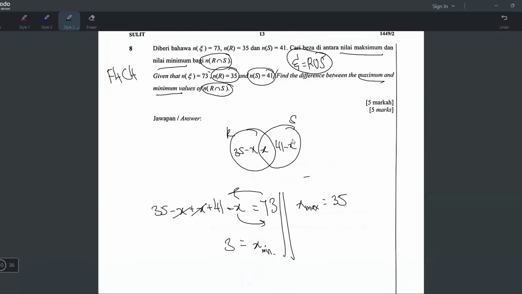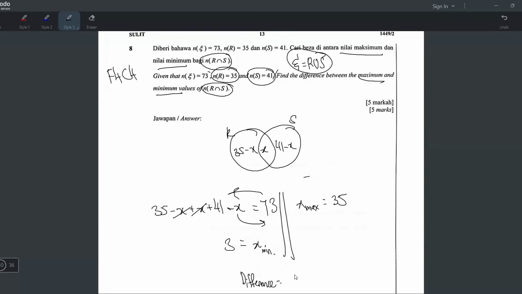But sir, why not write 41? If you write 41, then here will be negative. You have to make sure all these values must be positive. So maximum 35 is okay, because 35 minus 35, you get zero. So I think it's possible. Yes, it's possible for the number of elements to be 0. There are some sets that are empty sets, right? So yes, it's possible. So I think that's the max and the minimum. So now we can find the difference.